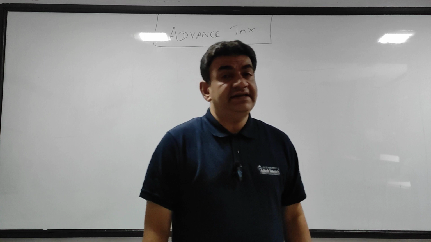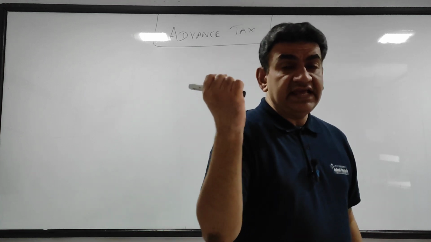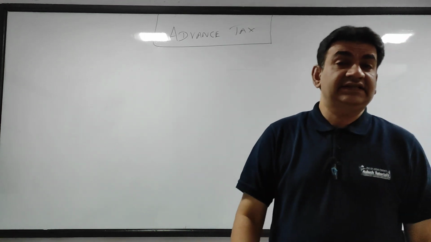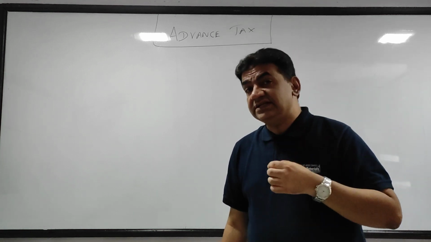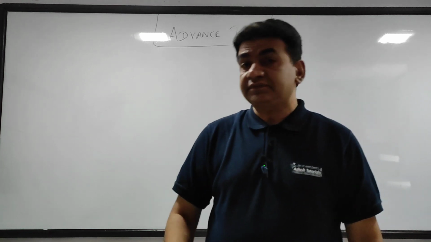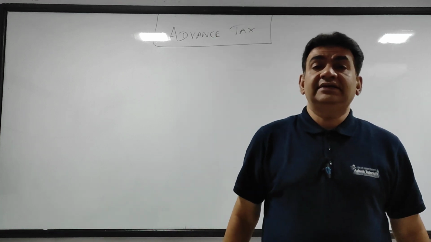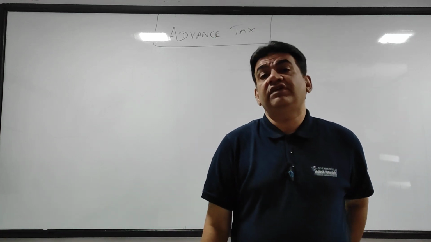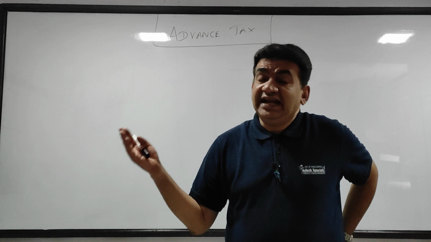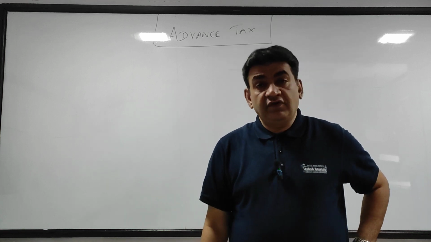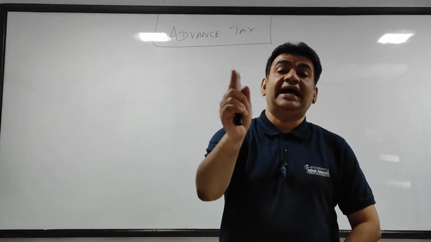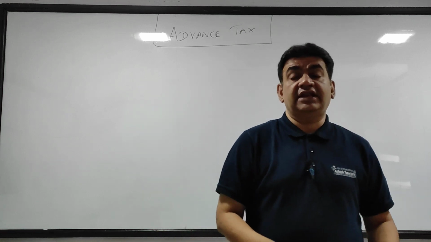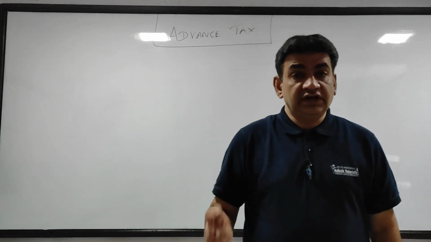When I gave you the introduction of TDS, I told you that when the assessee calculates the tax and makes the payment, in addition to that, there are three ways where the government will get the money before the year gets over or before the assessee directly pays the income tax. And if you recollect, what were the three ways?